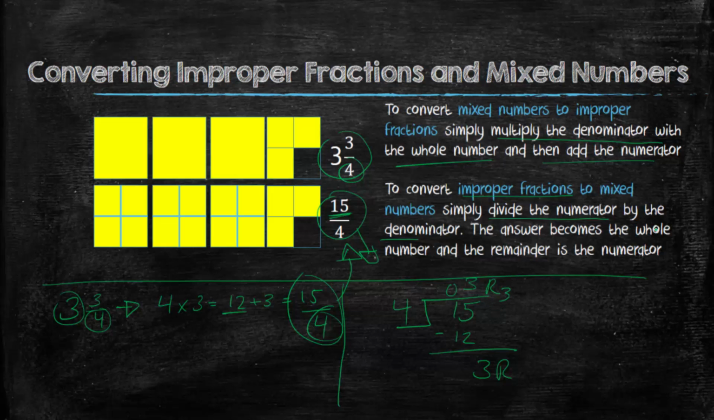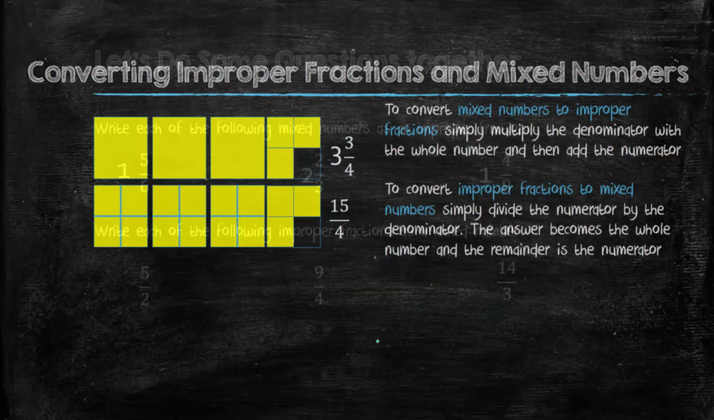So the answer becomes the whole number, and the remainder is the new numerator. Okay, what's the denominator? The denominator stays the same, always staying the same. So this is 3 and 3/4 as a mixed number, and guess what? That's correct. That's exactly what that is. Okay, let's do a few together to really get the hang of this.